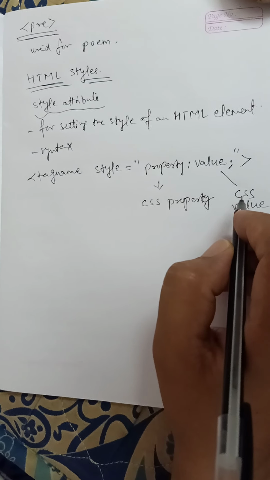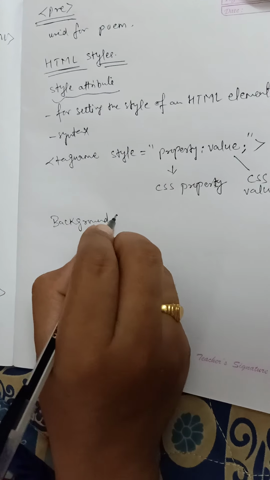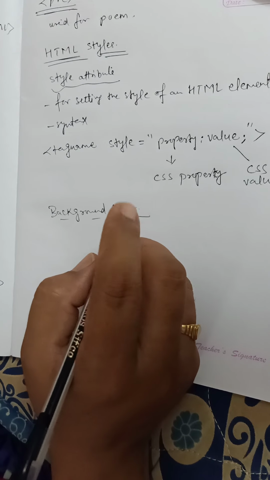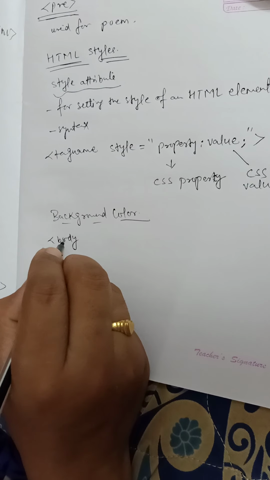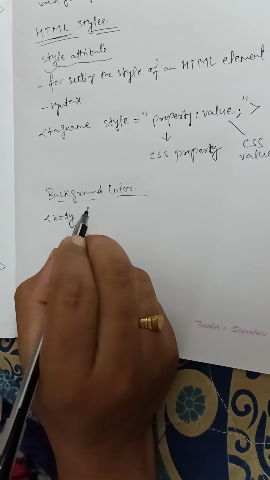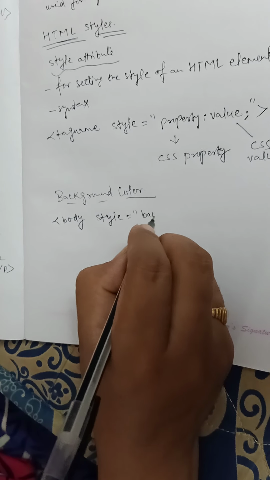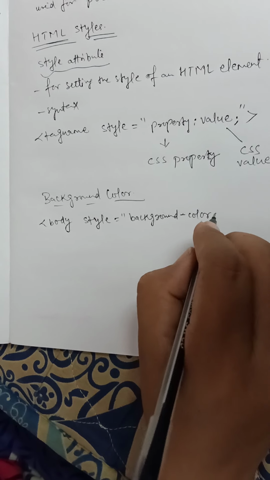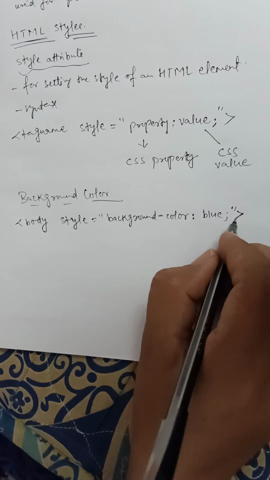Now let's discuss some basic examples. Suppose I want to set the background color of the screen. I'm only writing that portion of HTML where this background color setting I'll be doing, not the total file. So we need to write body style. I want to set the background color, so I will write background color. Then suppose I want it to be blue. So this is how we will write.